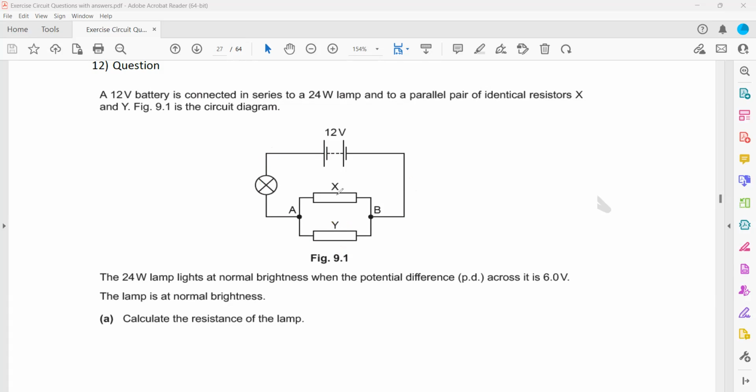So initially, when X and Y were in parallel, their combined resistance was equal to the resistance of the lamp, so the voltage was divided equally. But now when we remove X, the voltage will have an unequal division. The resistance of Y is more compared to the resistance of the lamp, because the lamp is 1.5 where Y is 3 ohm. So if the resistance of Y is more, the voltage across Y is more. In comparison, the voltage across the lamp will be smaller.